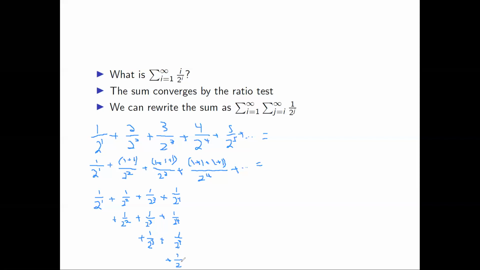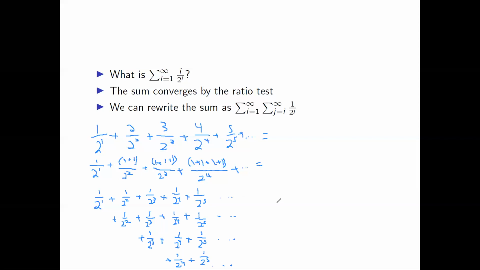And it keeps on going like this. So we can get our 1 over 2 to the fifths. And it just goes diagonally like this. So keeps on going.